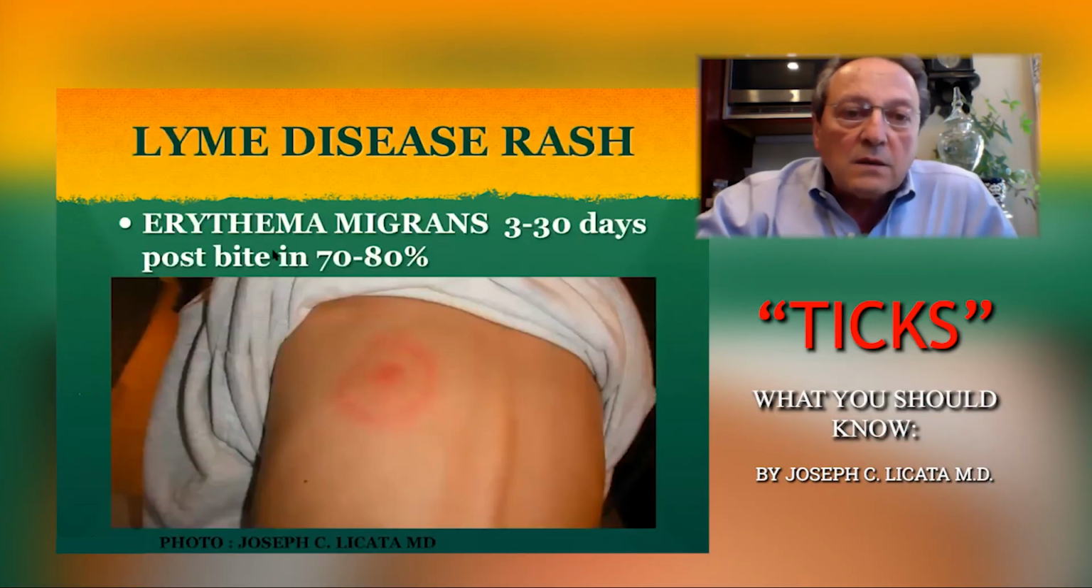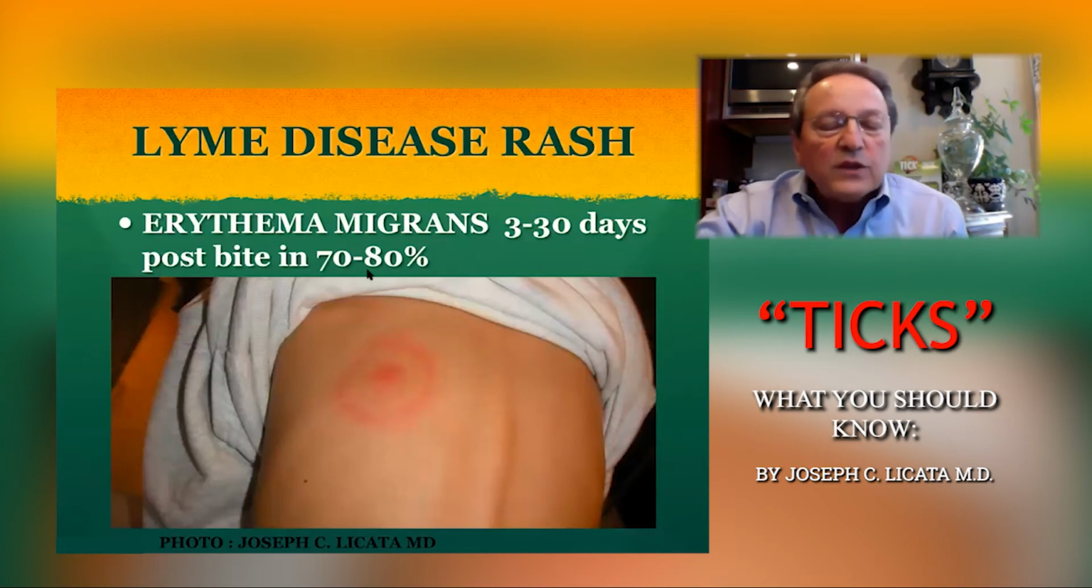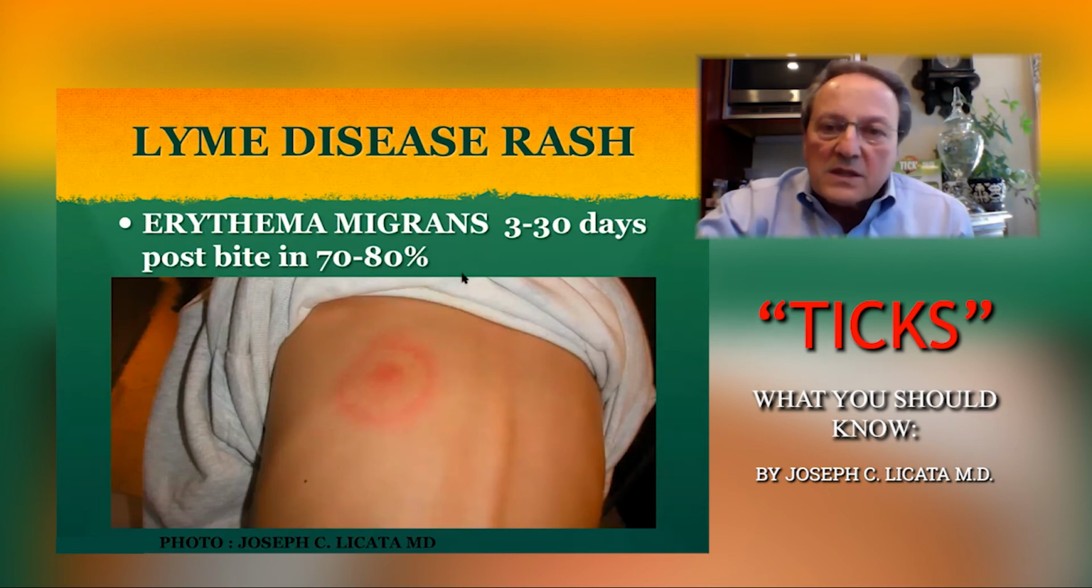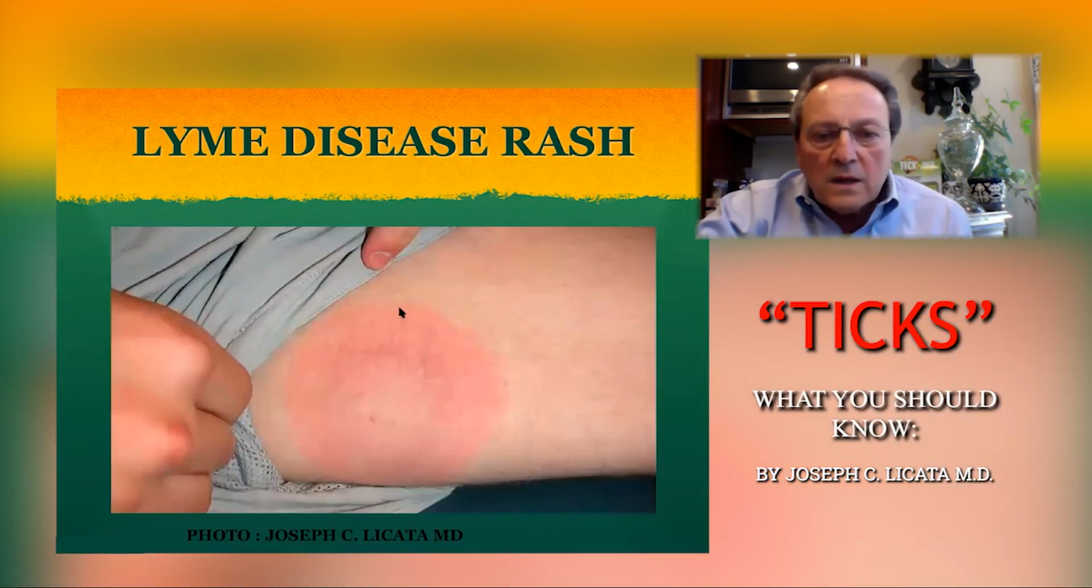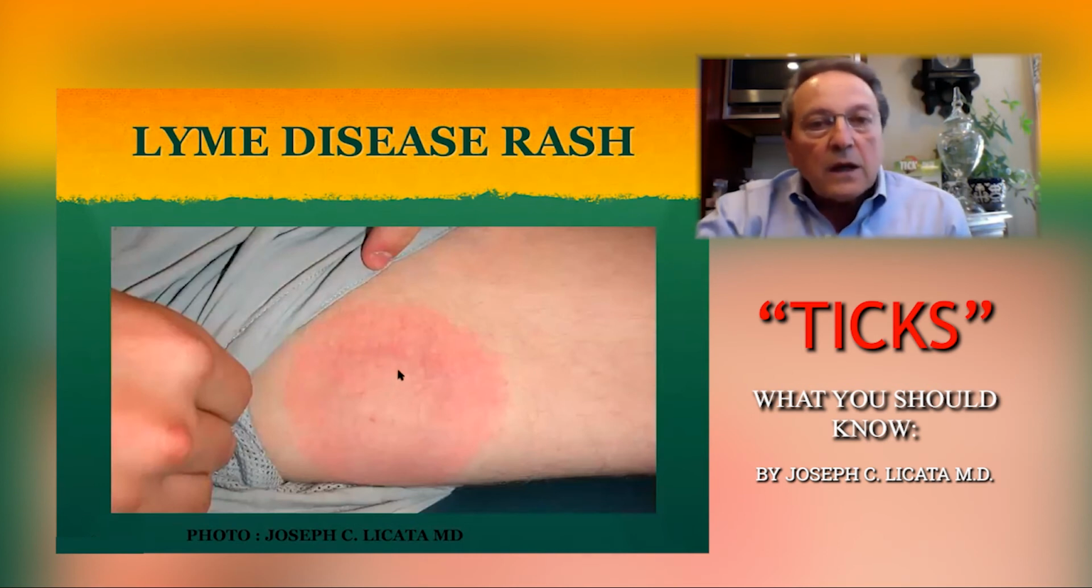And this is erythema migrans, which is found in 70 to 80% of patients after a bite in Lyme disease. It usually occurs anywhere between 3 to 30 days after. You can see that this is a target-like lesion, a bullseye lesion, as they call it. It's not always present, but when you see it, it should certainly alert you to the possibility of Lyme disease.